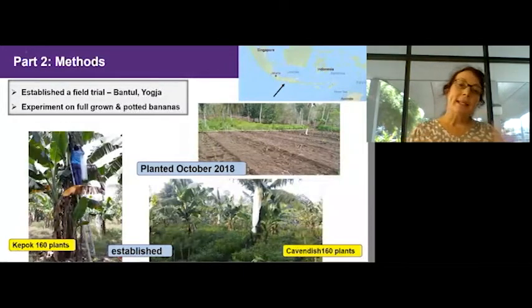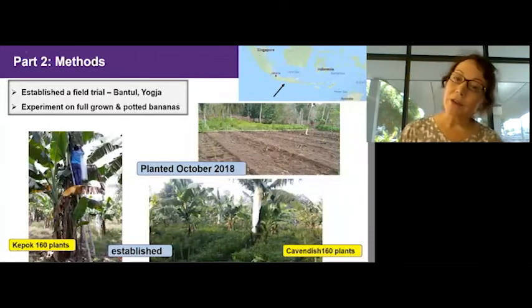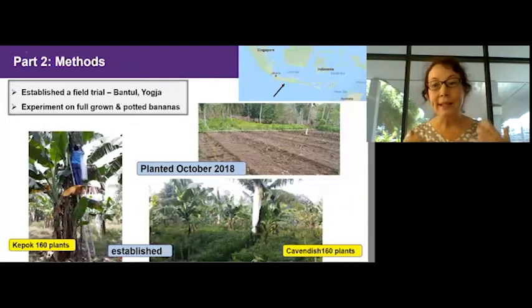Now, blood disease is exotic to Australia. So to answer our research questions, we set up a field trial in Indonesia. Now, we planted about 160 Kepok and 160 Cavendish plants. Then when they were flowering, I moved over to Indonesia for about 9 months to complete experiments on full-grown and potted bananas.